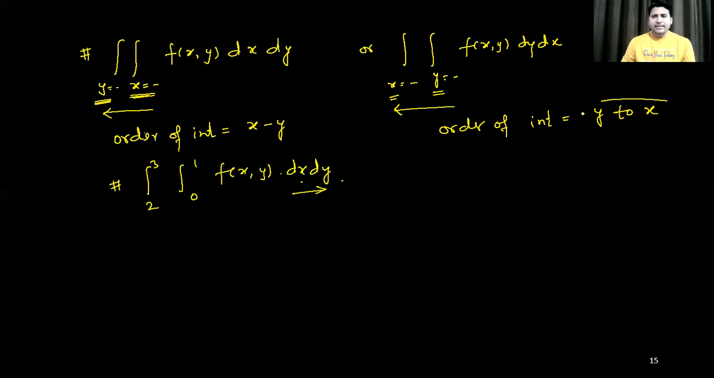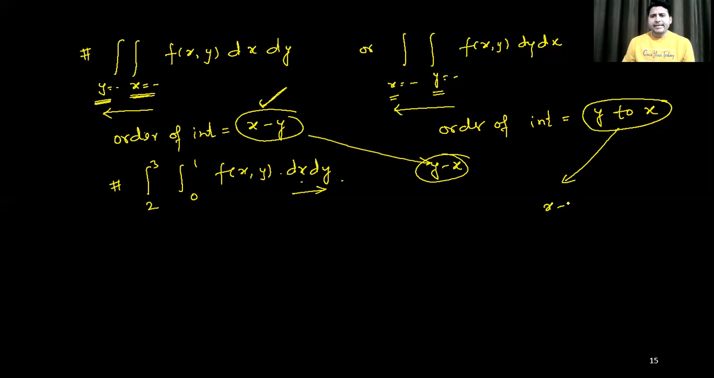I hope you understand what the order of integration means. Order of integration means in what order the integration must be performed. Changing of order means if the order of integration is x to y, we have to make it y to x. If it is y to x, we have to make it x to y. This is the meaning of change of order of integration. Whatever is given, we have to just reverse that.